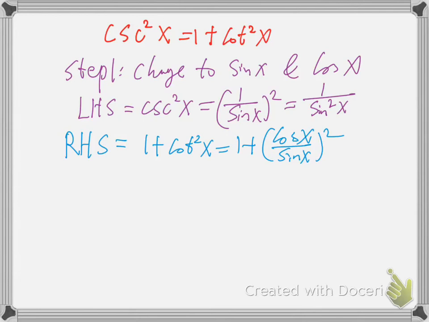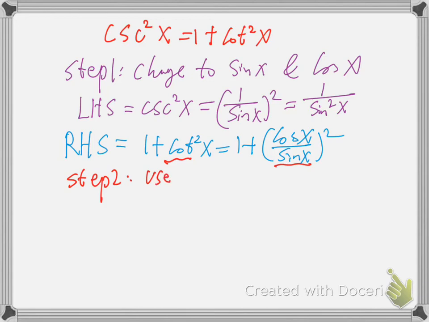Okay, so we change the cotangent. Cotangent is cosine over sine. So now on the left-hand side and right-hand side, we only have sine and cosine, but they look different. They're not the same, so we need step 2. So what's our step 2?